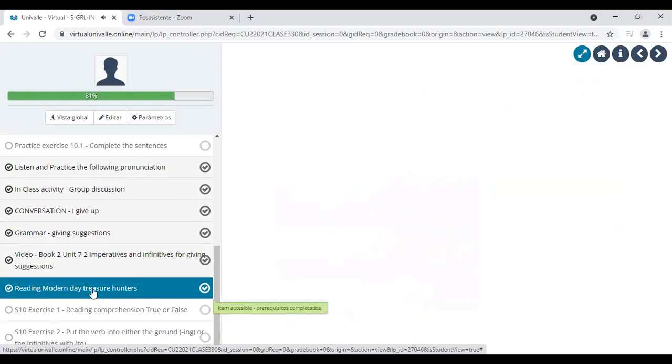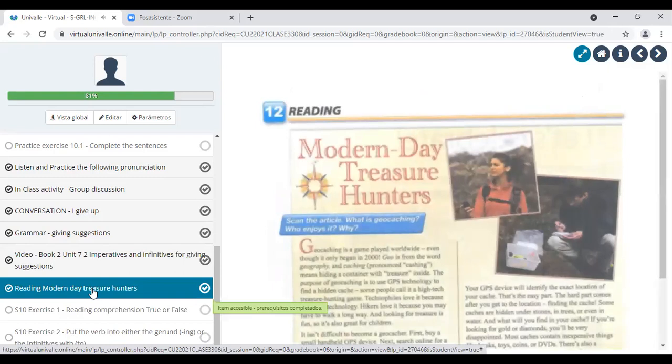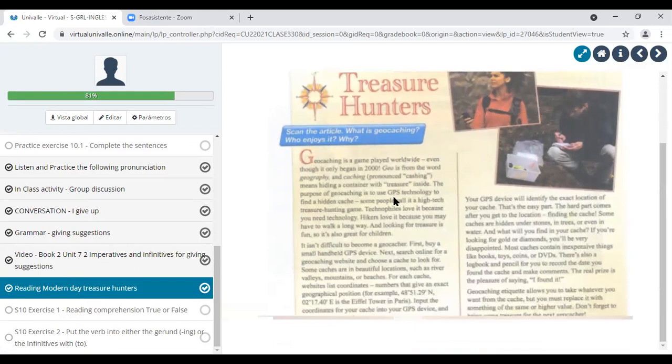Also, guys, you're going to have another important reading, Modern Day Treasure Hunters. Geocaching is a game played worldwide, even though it only began in 2000. Geo is from the word geography, and caching means hiding a container with treasure inside. The purpose of geocaching is to use GPS technology to find a hidden cache. Some people call it a high-tech treasure hunting game.